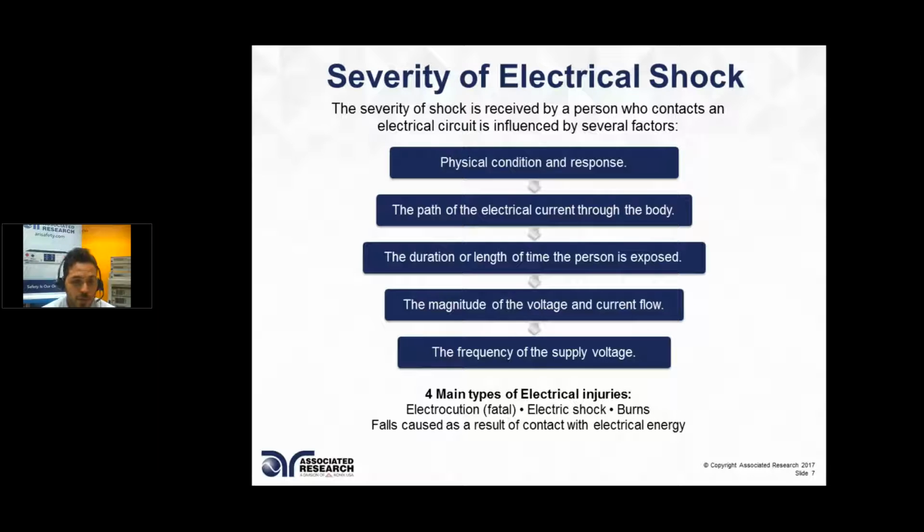And so via OSHA, they actually call out four main types of electrical injuries. One being electrocution, which is fatal. I think a lot of people misuse that word. I'm sure I know I have in the past: I electrocuted myself. That's not true. Electric shock, which is the most common, right? We all feel a ding and we let go, and while it hurt momentarily, for the most part people can survive that.